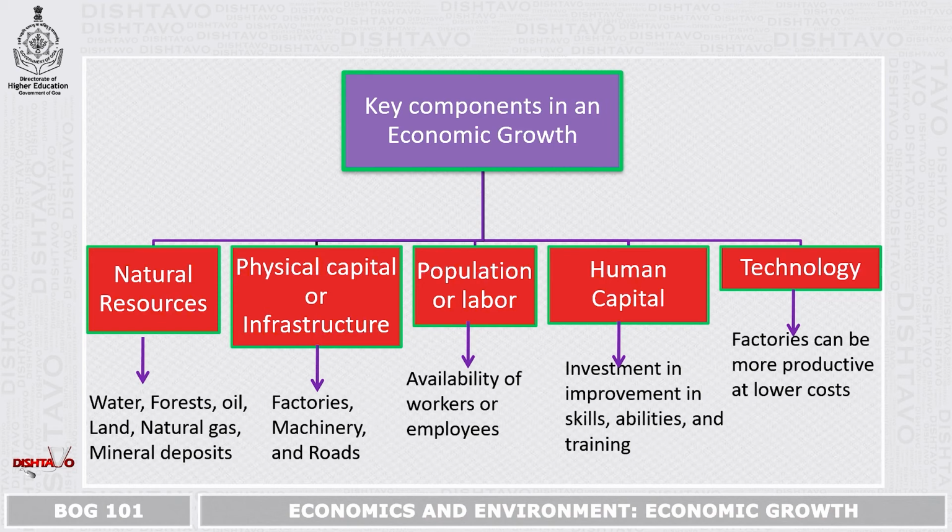Next is human capital. Human capital involves investment in improvement of skills, abilities and training, especially the education system wherein we give training to the students. This is one of the important sectors which helps in economic growth. And the last one is technology, which includes factories which can be more productive at lower costs.